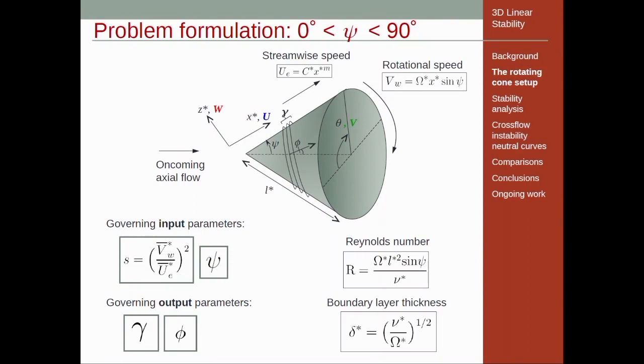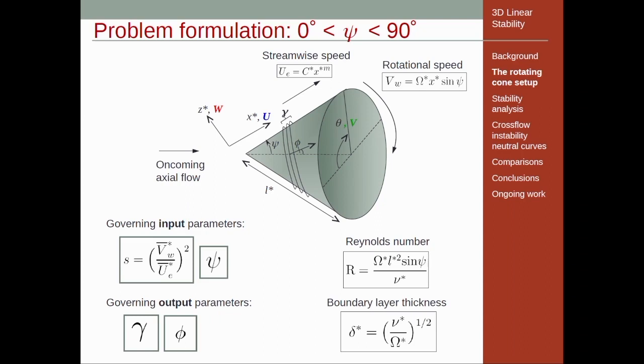Introducing an axial flow, the slip velocity is going to take the form of a power law. And this lets us, when we non-dimensionalize, introduce a ratio for the importance of these two different flow speeds. Broadly speaking, small values of S are going to correspond to flows where the axial component is more important, and large values of S are going to correspond to situations where the rotation is far stronger than the axial flow. And then obviously psi is one of our other input parameters.